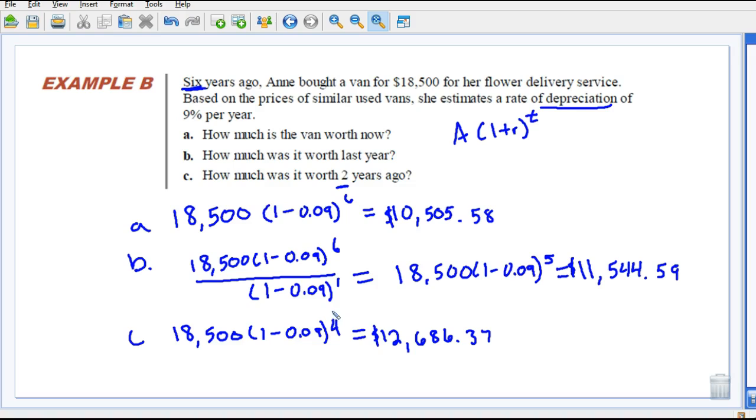Okay, notice how when we're going back in time, this amount is going up, right? 10,500, 11,500, 12,600. That makes sense to me because years ago, the car was worth more money. All right, so there you go. There are examples A and B.